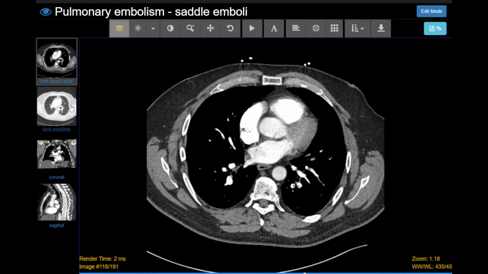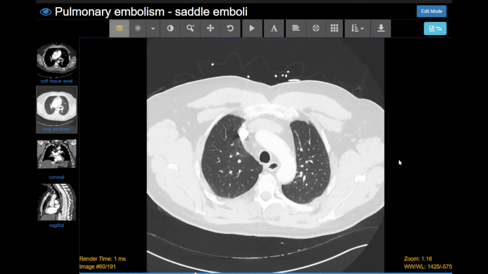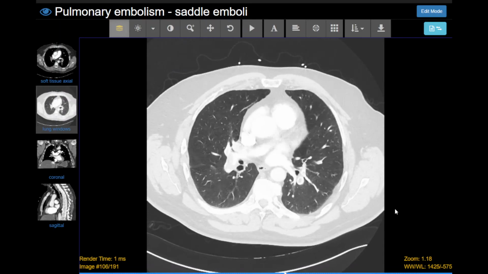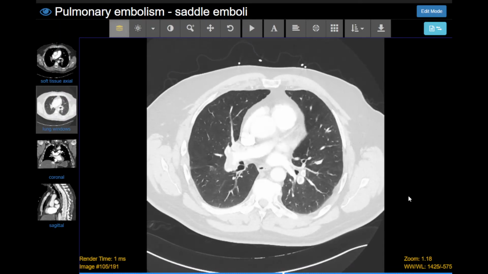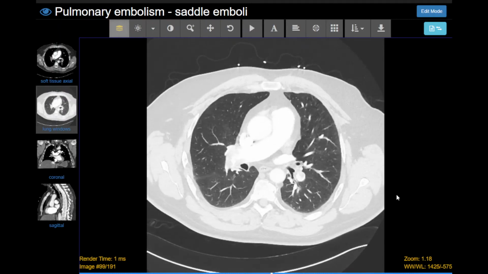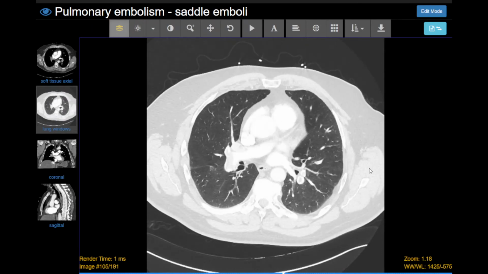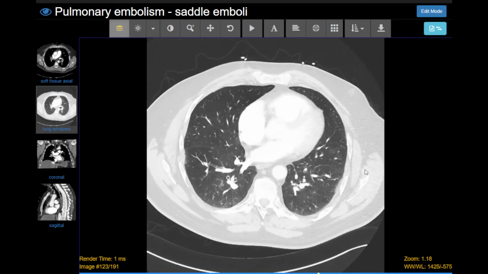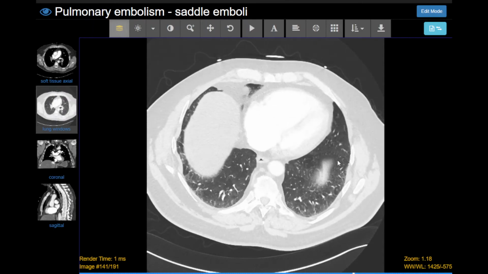Something else that you can see in PE is pulmonary infarct. So when you deprive blood flow to the lungs, the parenchyma can die. And the way to look for that is go to your lung windows. What you should see are peripheral areas of ground glass, or what's typically described as a bubbly appearance. We don't see that here. There's some atelectasis. The patient isn't taking in a full deep breath for this study, and so that's normal. But we don't see any of those areas you might expect if there's a pulmonary infarct.